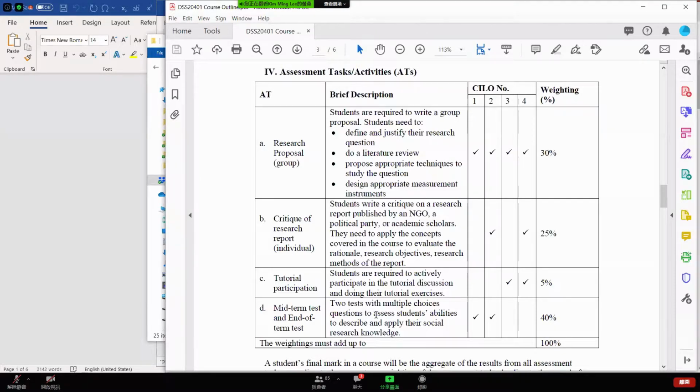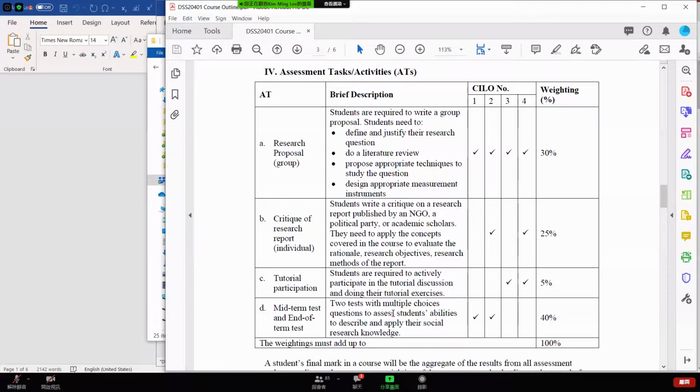Last semester, I decided that because of the limited time and because the students were not quite familiar with online teaching, I just had an end of term test. They preferred just one test instead of two tests. But anyway, it will count 40%. So it's up to you.